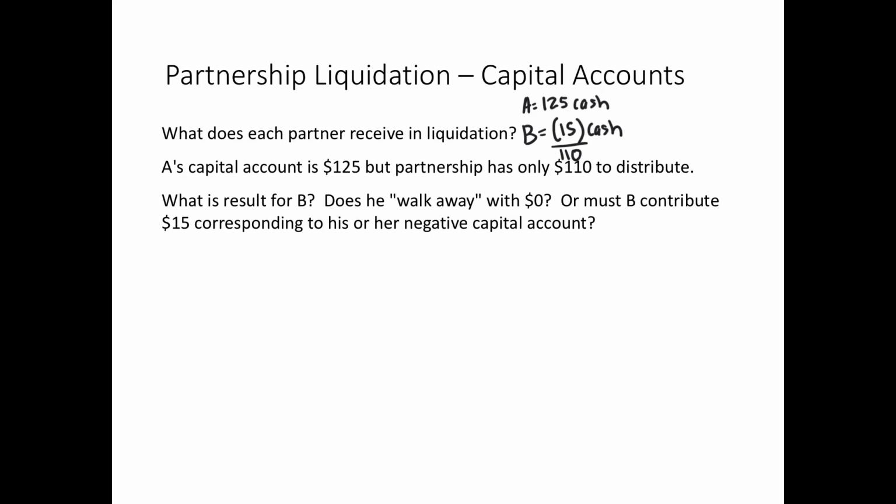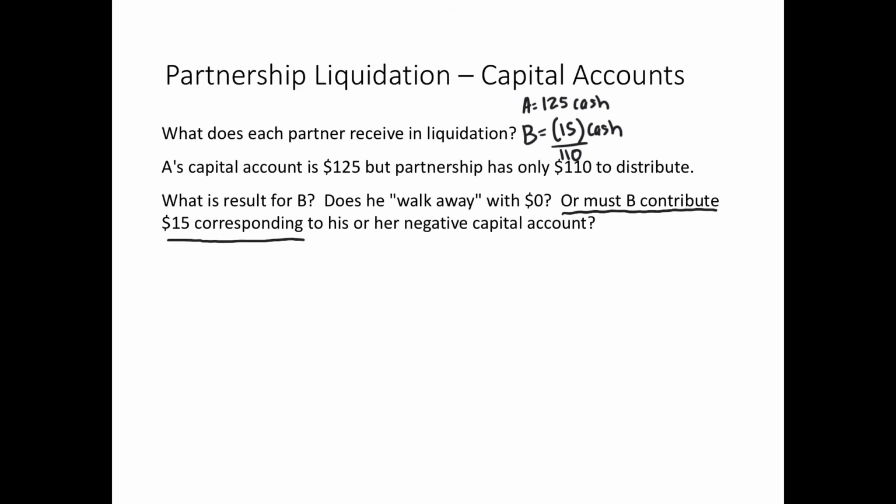A's capital account is 125, but the partnership only has $110 cash to distribute. We saw that in the previous example. So what's the result for B? Does A get all the 110, and B not have to do anything? Just say, okay, well, I'm just going to leave, free and clear, just zero? Or must B contribute $15 to the partnership so then A gets the full 125? Well, really, it depends on what the partnership agreement states, but almost always it would be the latter. B would have to contribute the $15.